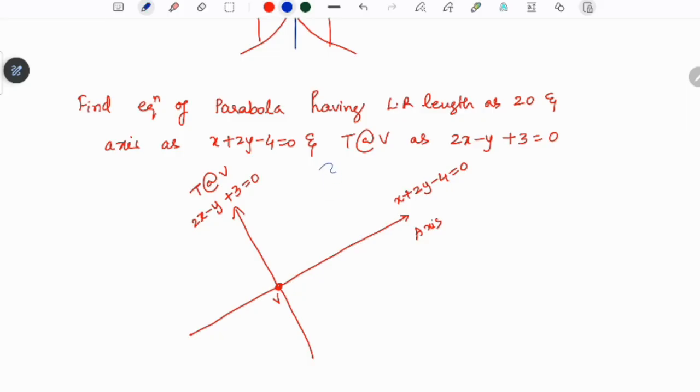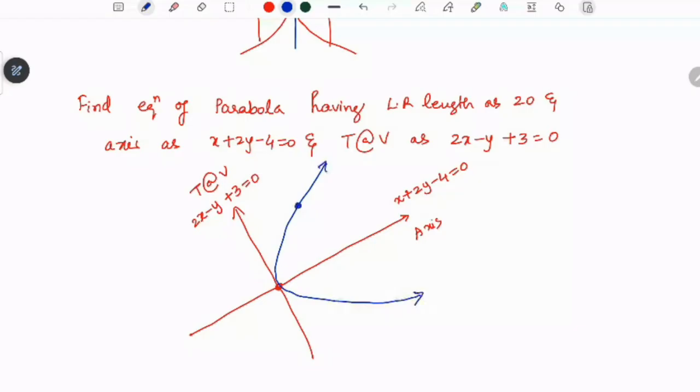Two answers. One is like this, the other one is like this. These two parabola equations we will get. All right. Okay. What will be the equations of these parabolas they are asking? What will be the equation of this parabola, sir?